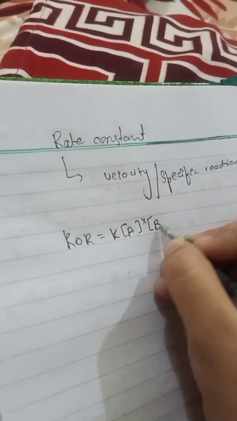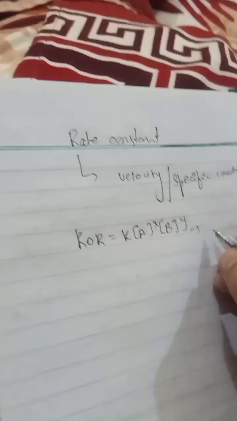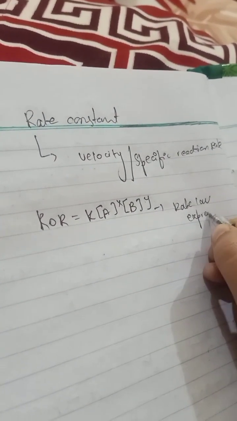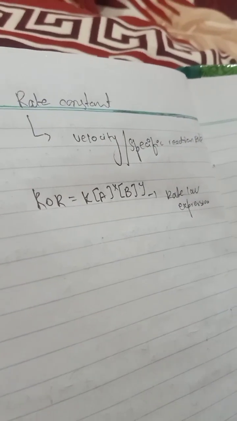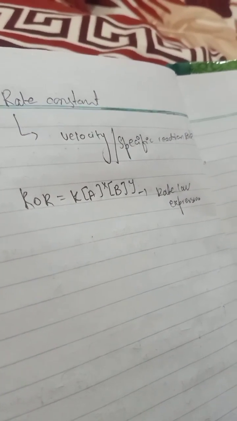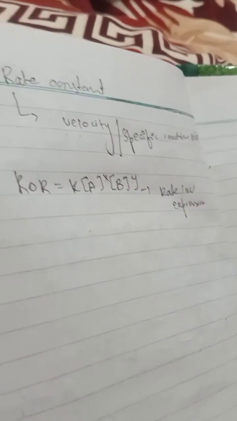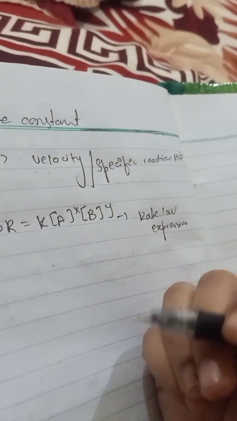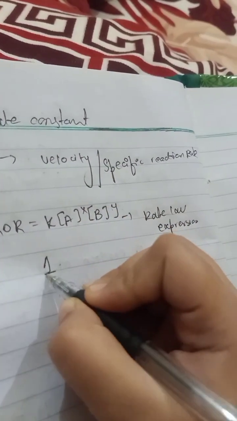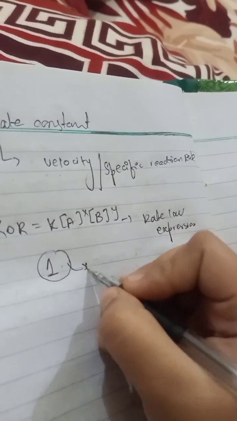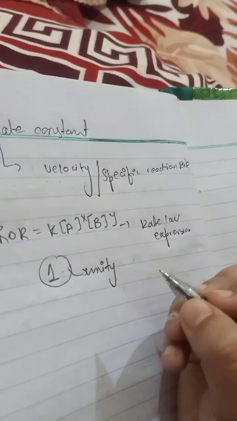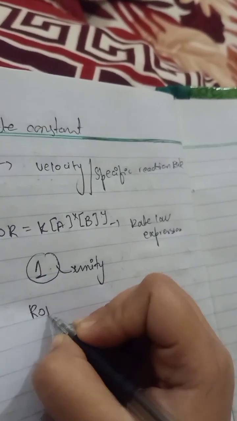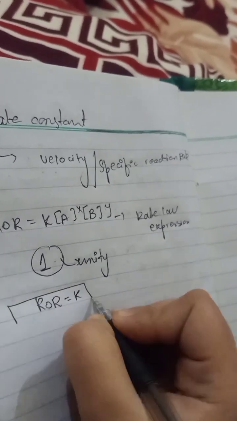K[A]^x[B]^y. This is the rate law expression, because as you all know, what is the rate law? It says the concentration of the reactant is directly proportional to the rate of reaction. Consider that if the concentration of all species becomes 1, which we call unity, then the rate of reaction will be equal to K, the rate constant.